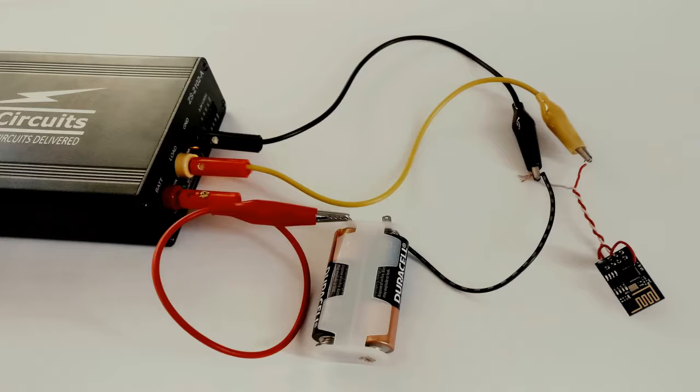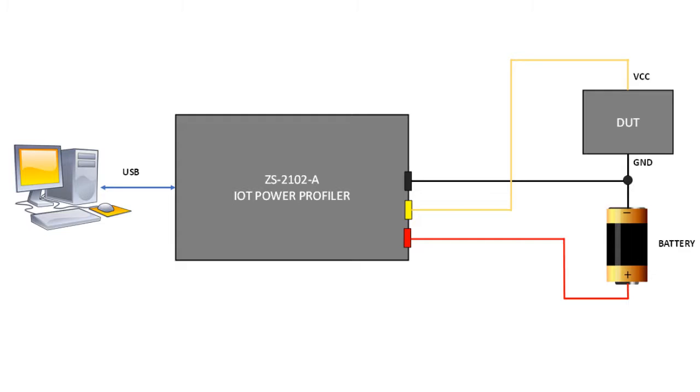In this demo, we measure the power profile of a popular Wi-Fi module and estimate its battery life. The Wi-Fi module is powered by two AA batteries, and it is programmed to connect to an access point, send some packets and then go to sleep mode. It then repeats the cycle over and over. A typical IoT application profile, but the sleep time is reduced for the demo.